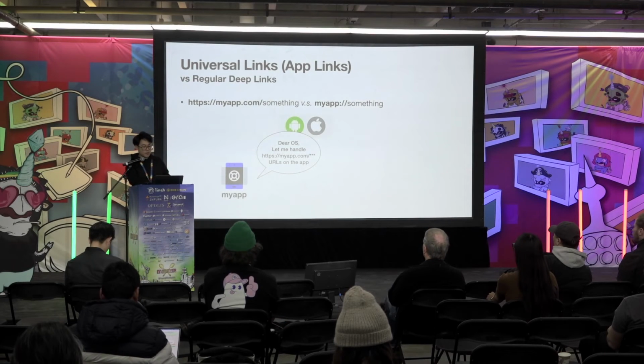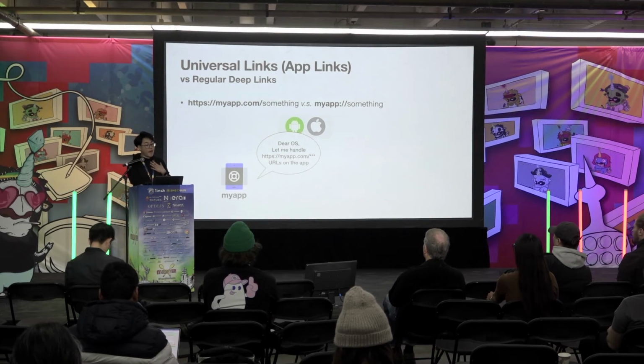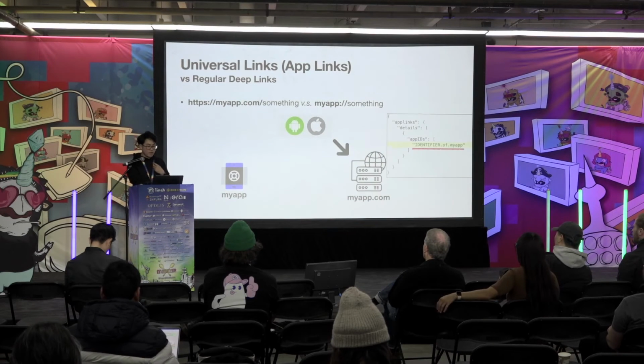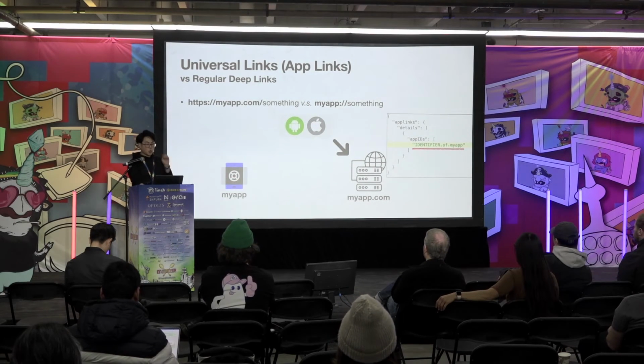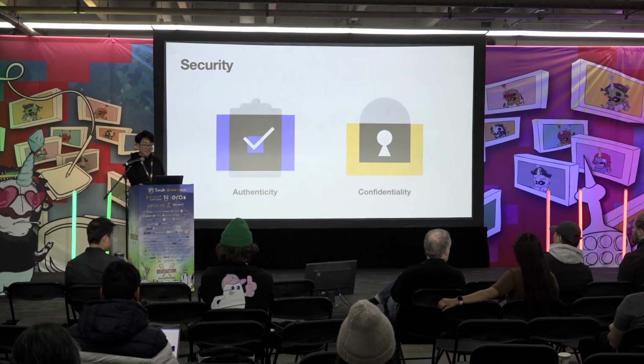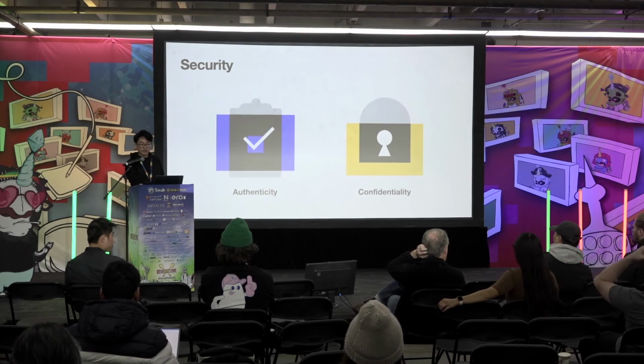It works like this. My app claims to the OS that, okay, from now on, I'm going to handle all the links to myapp.com within my app. And then the operating system needs to verify whether that is a valid claim. To do that, it goes to that domain and checks whether the domain actually hosts a configuration file to prove that my app indeed controls the domain. So that's how MWP ensures security.